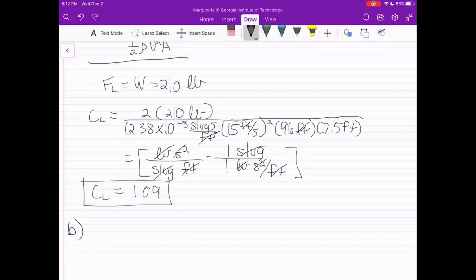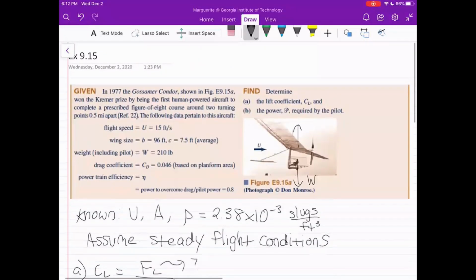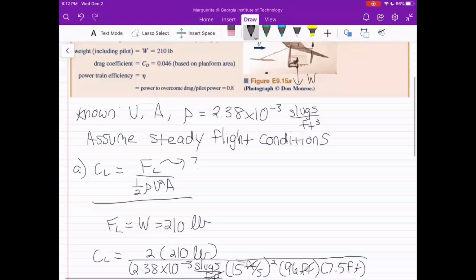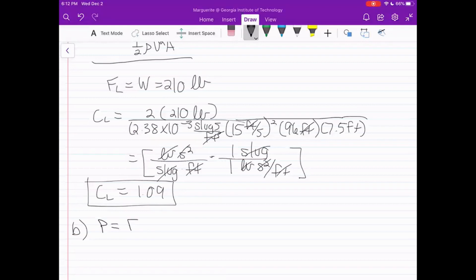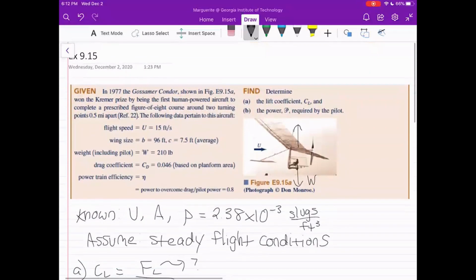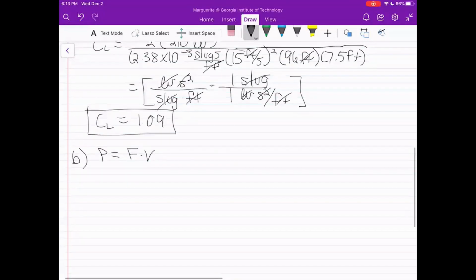All right, so for part B, let's go back up to the question. It wants us to find the power required by the pilot. Okay, so here power is force times velocity, but they give us some more information in here about the efficiency. And so the efficiency is going to play a part here. Does anybody know how to apply efficiency to this equation I have written down? Where would I put it in this equation?